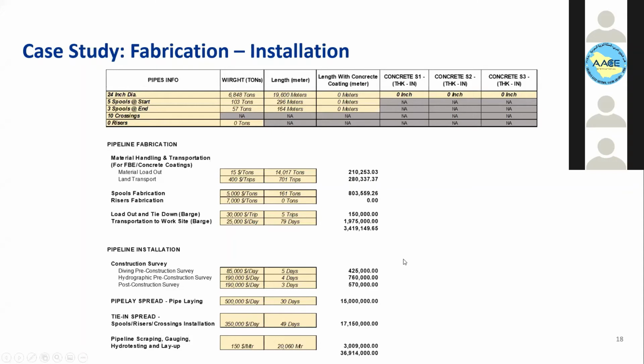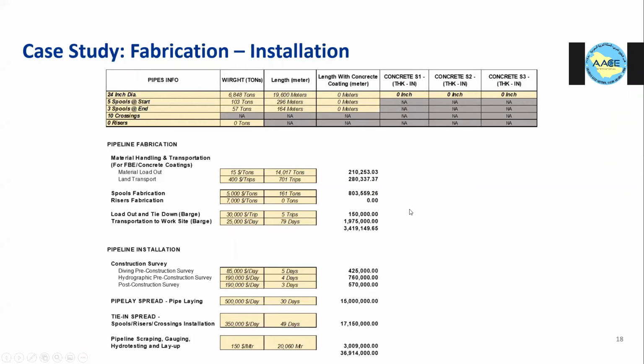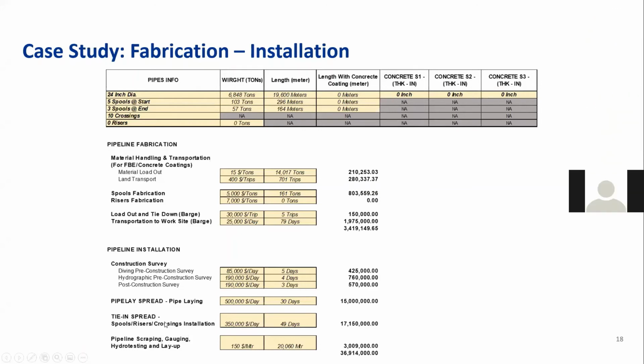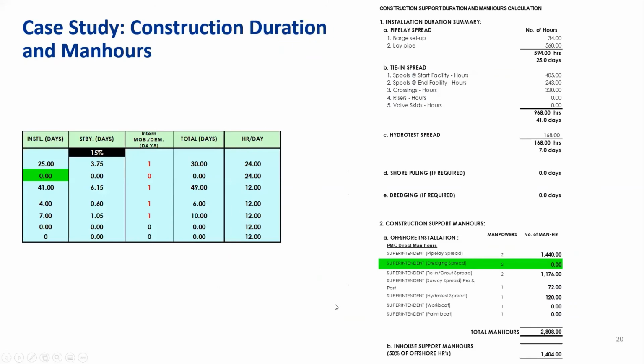So can you scroll the page up, sir? We cannot see the bottom line. After the time spread, we cannot see the bottom portion. Can you scroll? Yes, I'm sorry.